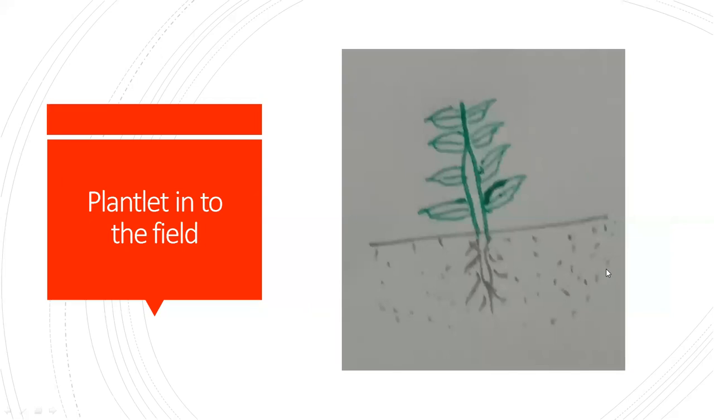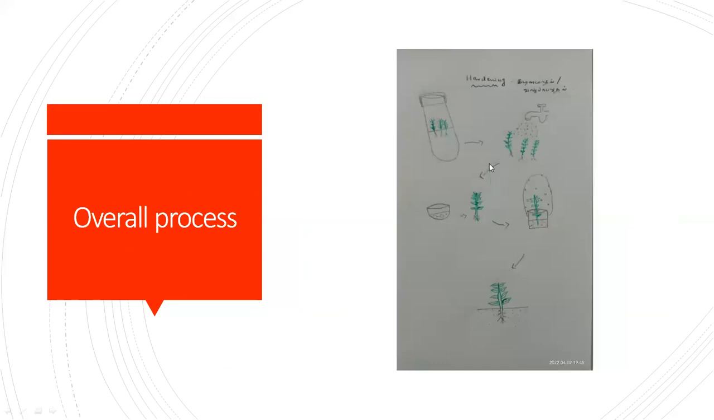Then these plantlets are introduced into the natural environmental condition, the field. The entire process is said to be hardening. This simple picture completely explains what is going on during the hardening process. The plantlets are gradually introduced into the natural environmental conditions, which is said to be hardening.